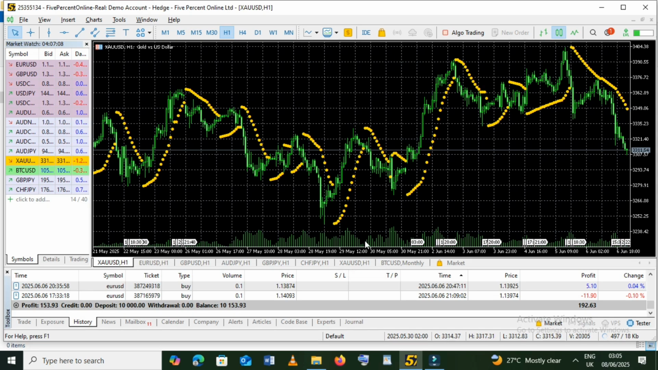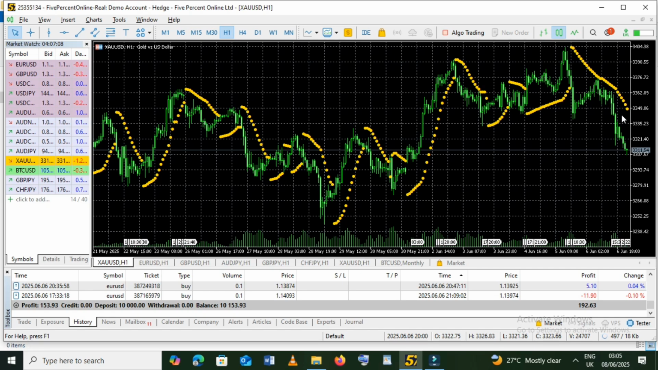First, you analyze the parabolic SAR when you see the multiple dotted lines below the candle. It signals a bullish market. It shows that the trend of the market is bullish. Remember, trend indicators follow the trend. So you're expected to place a buy order. Then when you see the multiple dotted lines above the candle, it shows that the market is in a bearish trend. So you should place a sell order.